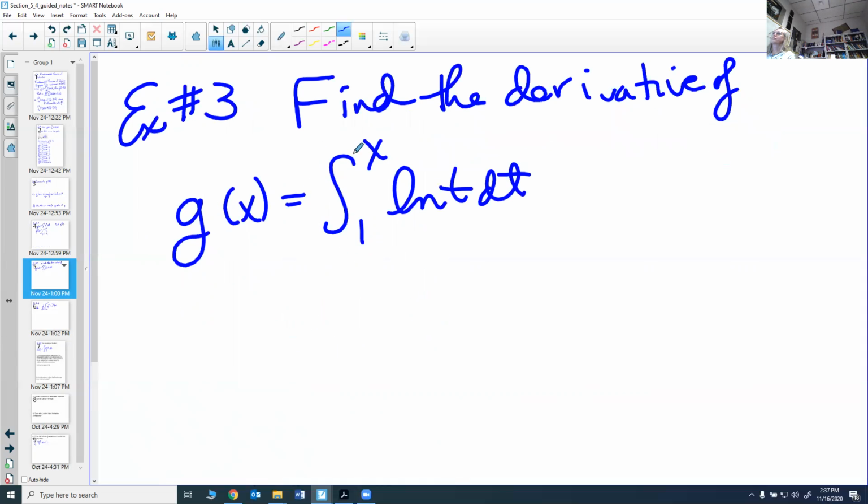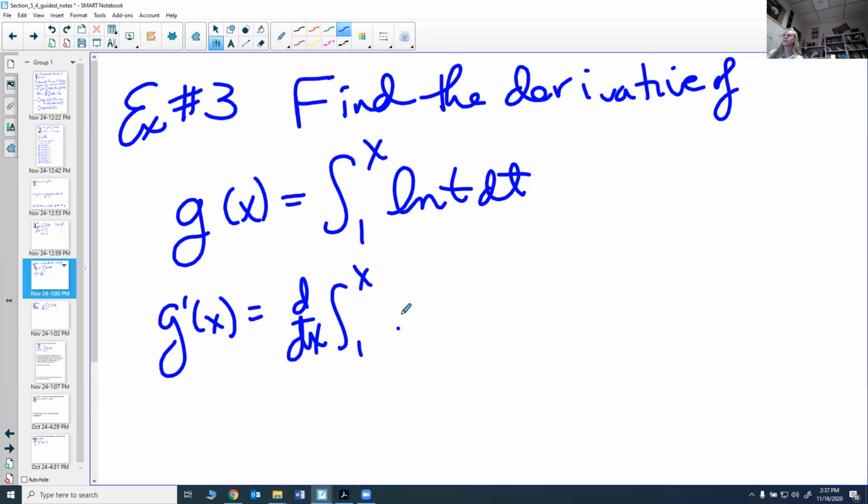One would like to find the derivative of g of x, which is the integral from 1 to x of the natural log of t dt. So I actually am asking to find g prime. G prime means find the derivative with respect to x of the integral from 1 to x of the natural log of t dt. Well, by the fundamental theorem of calculus, the derivative of the integral is just the thing inside evaluated at the upper limit. So it's just the natural log of x.